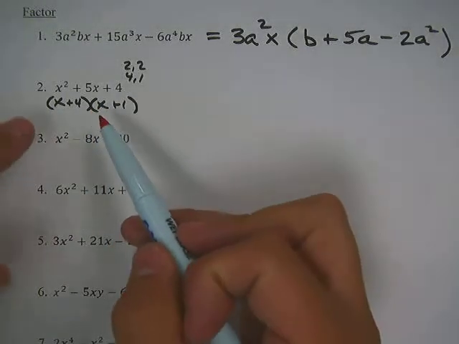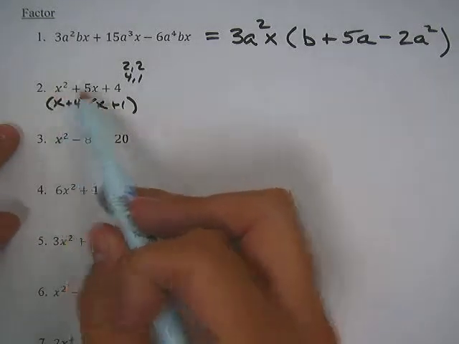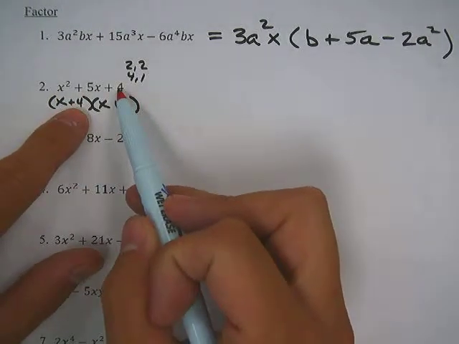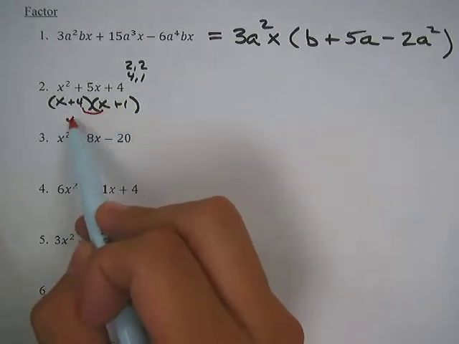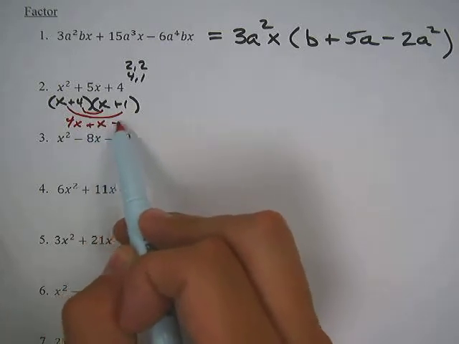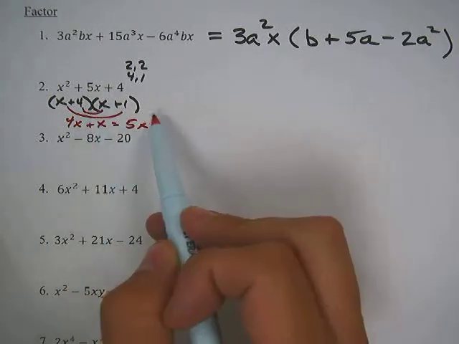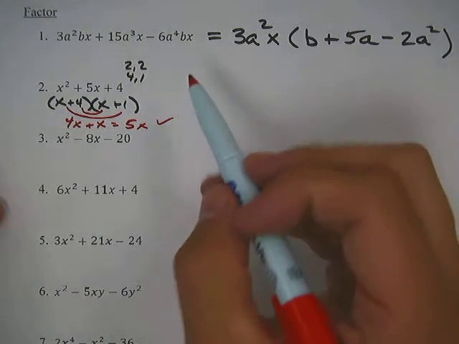Okay, now if I do it right, then a couple things should be true. One is that this times this, x times x, should equal this, x squared. 4 times 1 should equal 4. And then also when I multiply the inside terms and then the outside terms, they should add up to the middle term. And so I did it right.